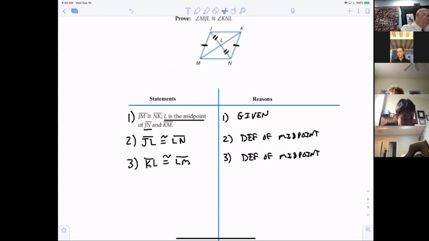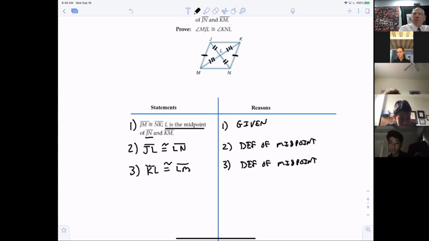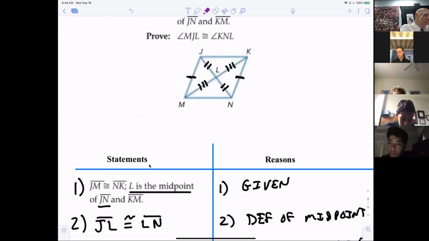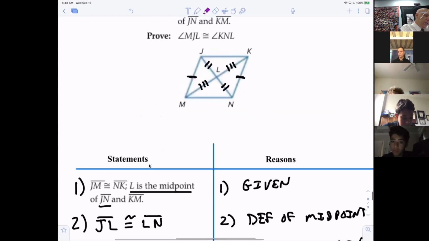All right. So now I'm marking these 3 things. Now, sometimes I get carried away. I don't even realize what I'm trying to prove. So I like to write on my MJL. So I'm trying to prove this angle is congruent to KNL, which is this angle right here.